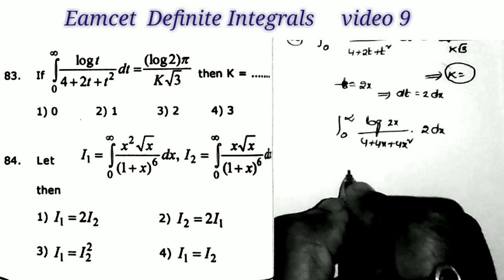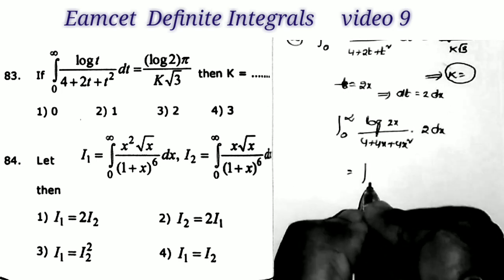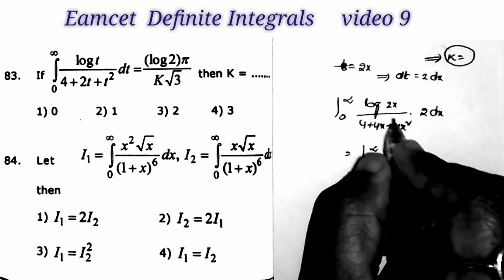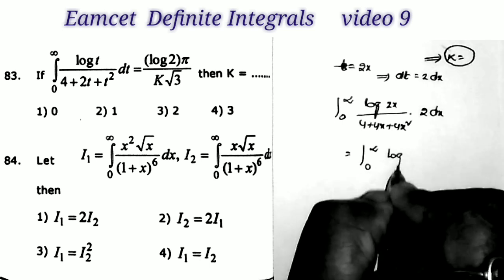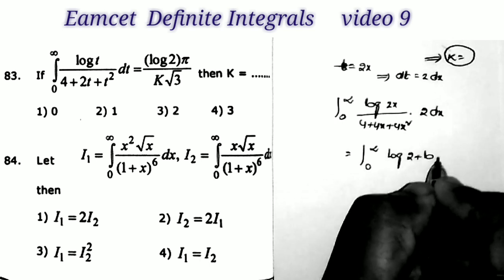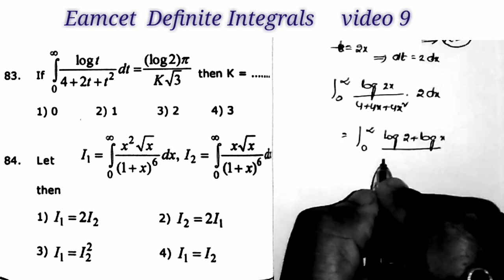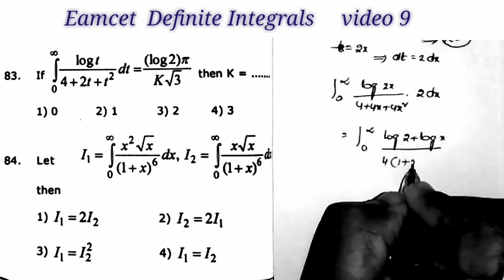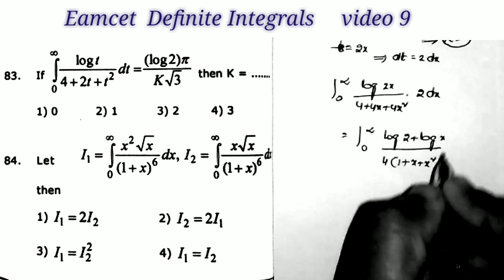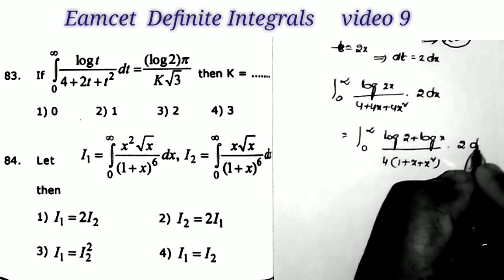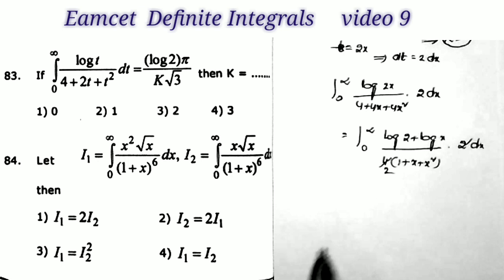Now this is equal to the integral from 0 to infinity of log AB. What is log AB? Log A plus log B, that is log 2 plus log x. Understand? Log AB is equal to log A plus log B. Now taking 4 common from the denominator, that is 4 into 1 plus x square, into 2 into dx. Now the 2 is cancelled.